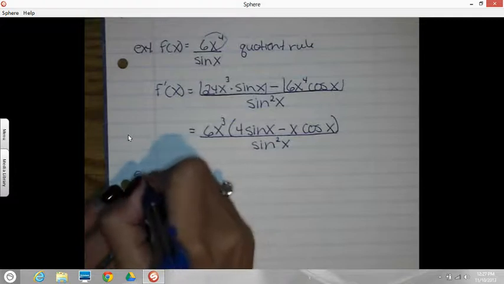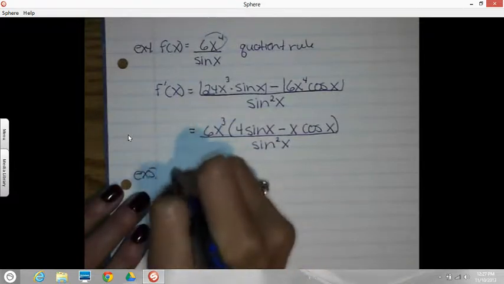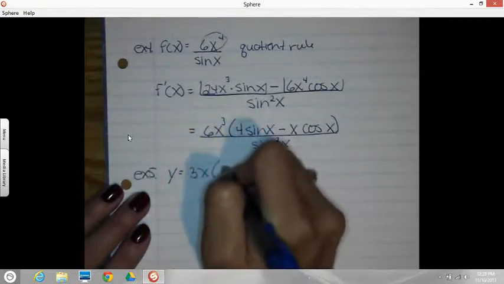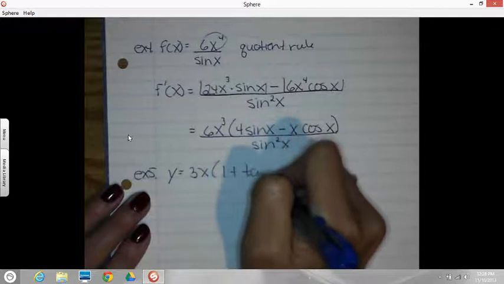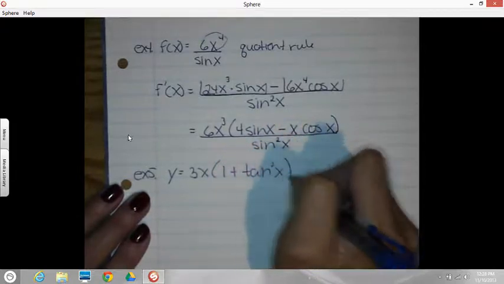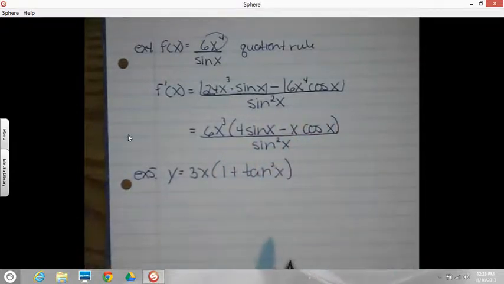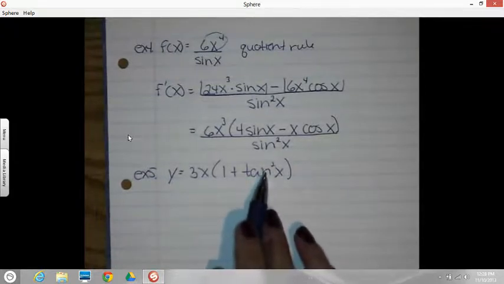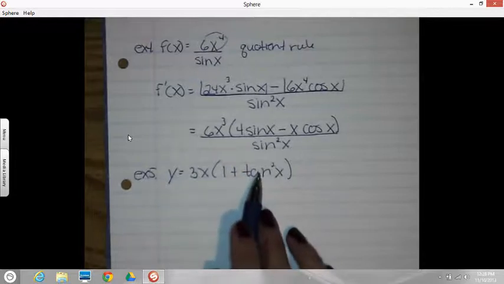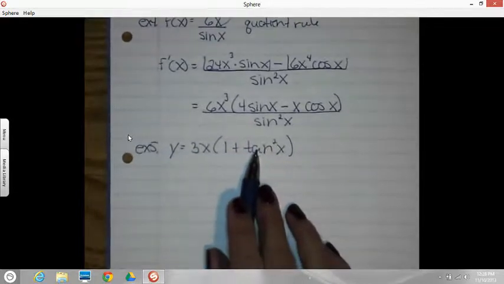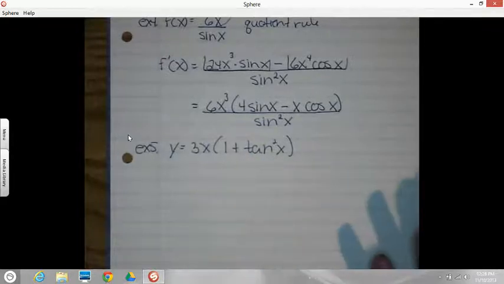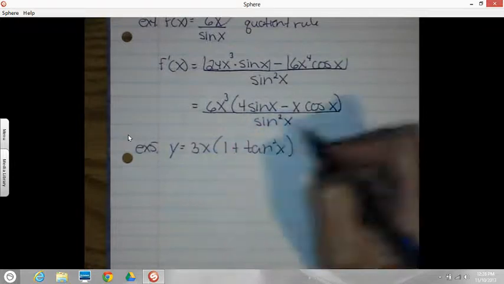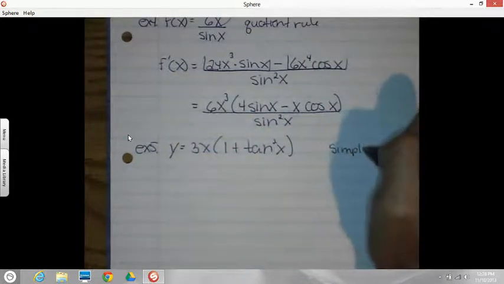Number 5. We've got y equals 3x times 1 plus tangent squared x. Okay. Even though there's not multiple trig functions here, because I've got a squared function with a plus or minus 1, remember our Pythagorean identities? And if you don't, they're on the back here. We always should check to see if we can simplify first. If we can't, we would just jump into product rule here. But this is an instance where I can simplify.